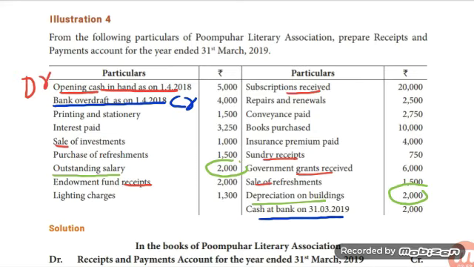Next, by lighting charges, amount 1300. Next, by repairs and renewals 2500. By conveyance paid 2750. By books purchased 10,000. By insurance premium paid 4,000. Next, see the transaction depreciation on building. Children, it is also a non-cash item, so no need to enter it on the receipts and payments account.